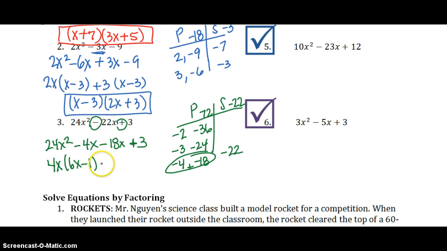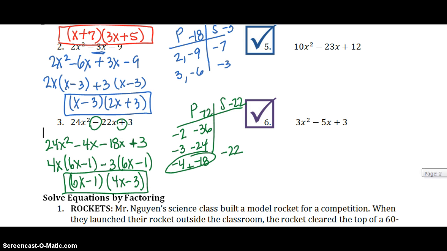So if I make this negative 3, then positive 6x would make that, when I multiplied, negative 18x, and that's what I wanted, 6x. And then a negative 1, because negative 3 times negative 1 would make that positive 3. So good. I have 6x minus 1 to take out of both sides, and 4x minus 3. And that would be the factored solution. And I'm going to leave the 3 for you to try on your own.